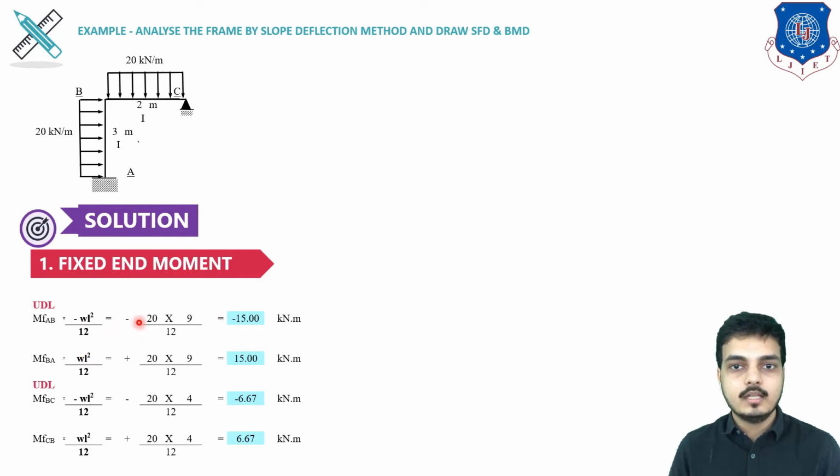So minus WL square by 12 equals minus 20 multiplied by 3 square, which is 9, divided by 12, giving minus 15 kilonewton meter. Similarly, MF BA will be positive 15 kilonewton meter. For MF BC, UDL 20 is given with a 2 meter span, so 20 multiplied by 4 divided by 12 is 6.67. So MF BC equals minus 6.67 kilonewton meter, and MF CB equals plus 6.67. This is similar to what we did in the beam part, so this first step is common. Now let's see the second step.